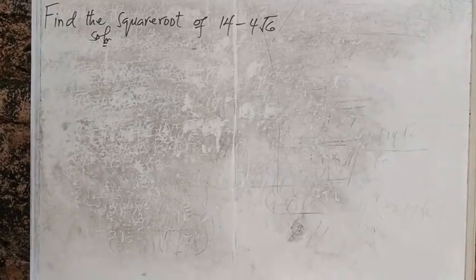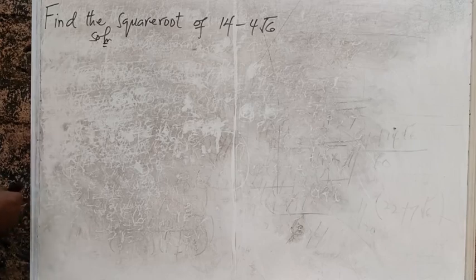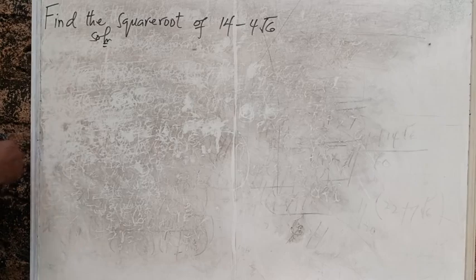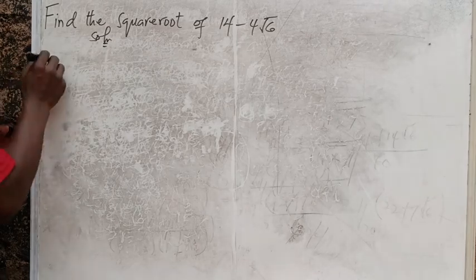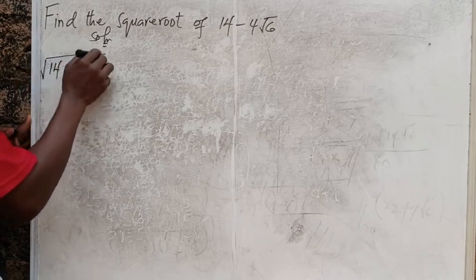Good everyone. We are going to look at this today. This is actually under what we call equality of surds. The question says find the square root of 14 minus 4 root 6. Mind you, your answer must be in surd form. So what we are told to do is to look for the square root of 14 minus 4 root 6.